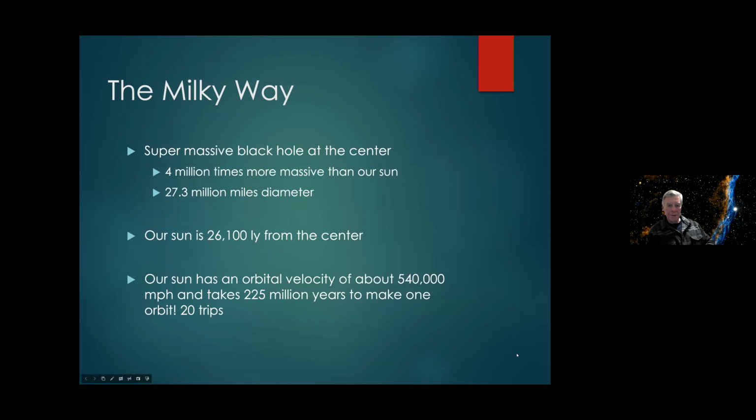Okay, I think we already talked about this, but what's interesting is that our supermassive black hole is about 4 million times more massive than the sun, and it's estimated to be about 27 million miles in diameter. Of course, our sun is about 26,000 light years from the center. I mentioned this earlier: it takes our sun 225 million years to make one trip around the Milky Way core.